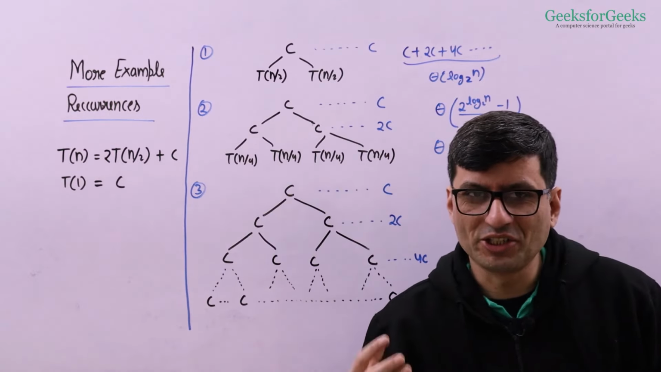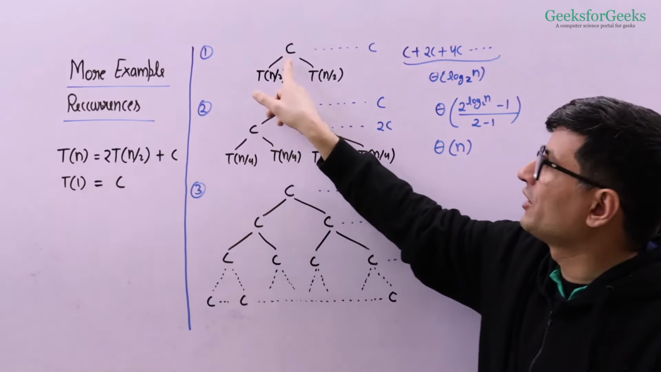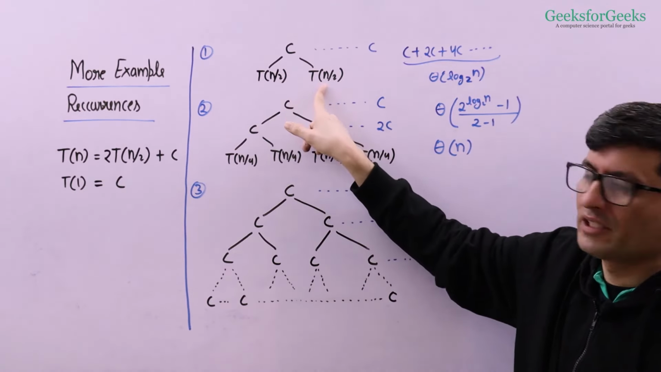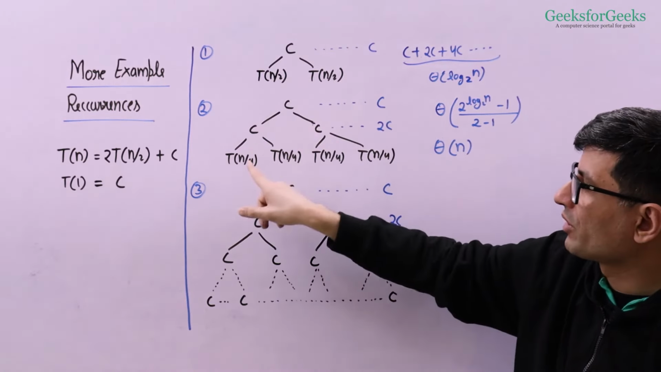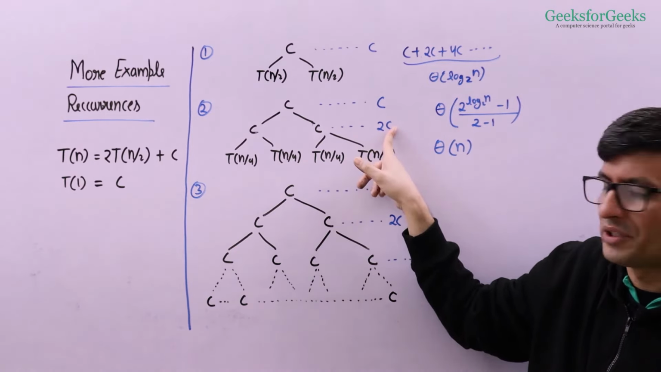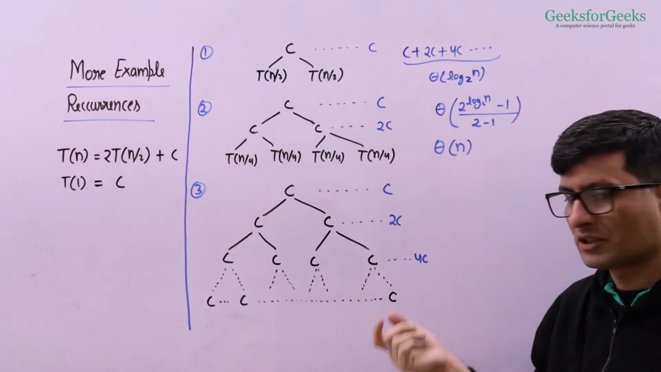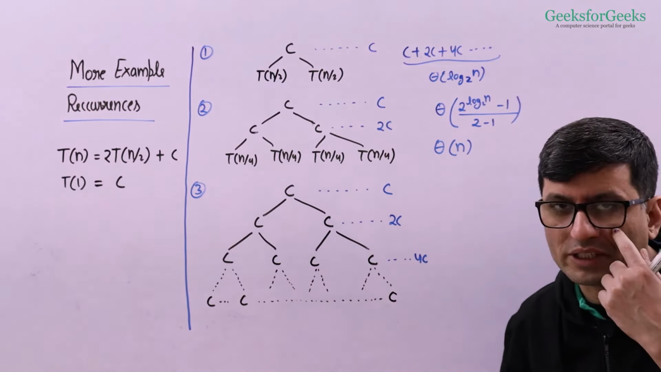Here is the recursion tree solution for this recurrence. What I have done here is, I have first written the non-recursive part, then I have written the recursive parts. So we are doing C work here, then I have further broken it down into non-recursive parts and then recursive parts. 2C work I am doing here, then I am doing 4C work. So I see a pattern, right? I see that it's C, 2C, 4C, and it's going to be 8C.